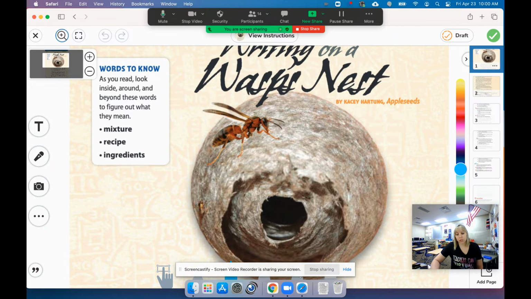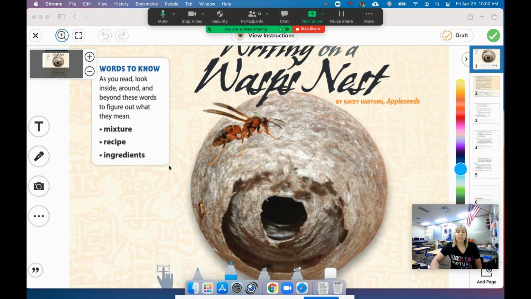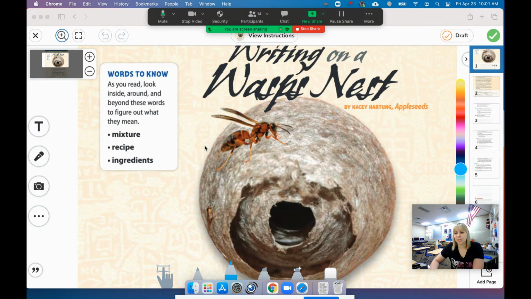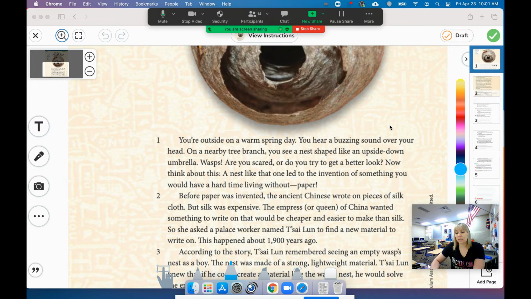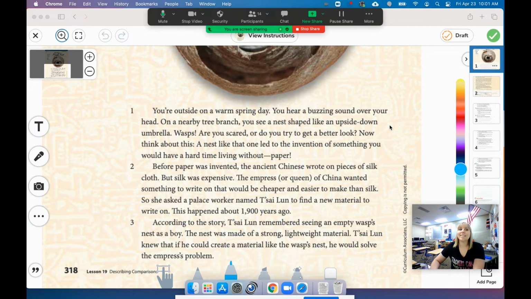One word is mixture. A mixture is a couple of different ingredients mixed together to create something new. Our next word is recipe. A recipe is a set of instructions on how to create something. And ingredients. Ingredients go into a recipe. They're the individual things you need to create a mixture in a recipe. So as we read the story Writing on a Wasp Nest by Casey Hartog, we are going to be thinking about making those comparisons about how something is like or unlike something else.